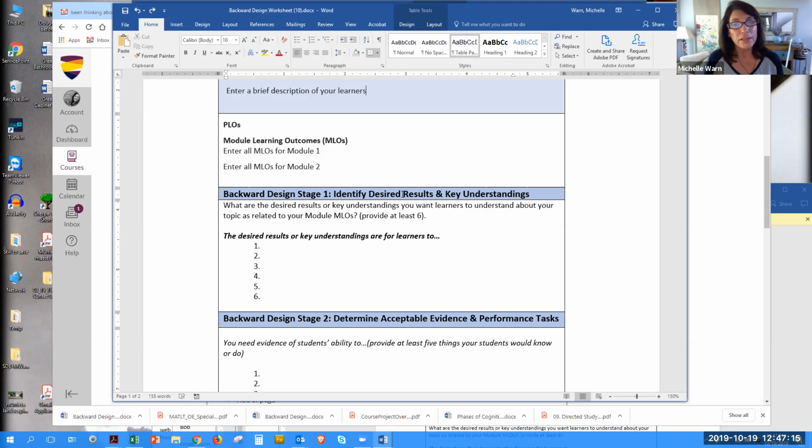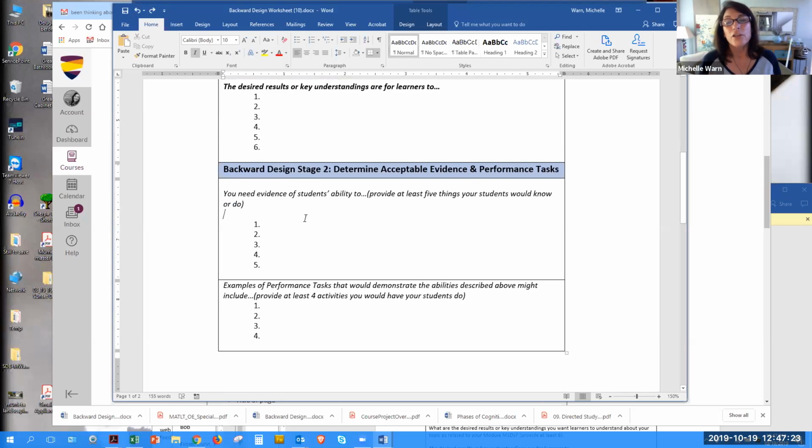So you're going to start to think about and brainstorm, and I'll work with you on this. What are the key understandings in your topic area? Then you're going to say, okay, well, what are students going to do that shows me they understand this topic, right? What are they going to do? How are they going to perform? What are they going to perform for me?